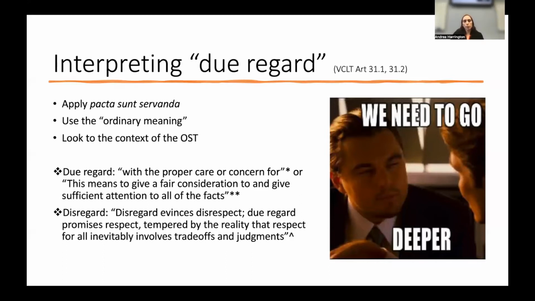To look at the flip side of due regard, the flip side of due regard is disregard, which one of the scholars who has written extensively on this in an international environmental law context has defined it as: disregard evinces disrespect. Due regard promises respect, tempered by the reality that respect for all inevitably involves trade-offs and judgments. So again, what we're looking for here is that balancing test, that balance between the interests of states in order to get due regard. Therefore, we are acting without disregard, but not acting with total regard. It's due regard, not total regard.